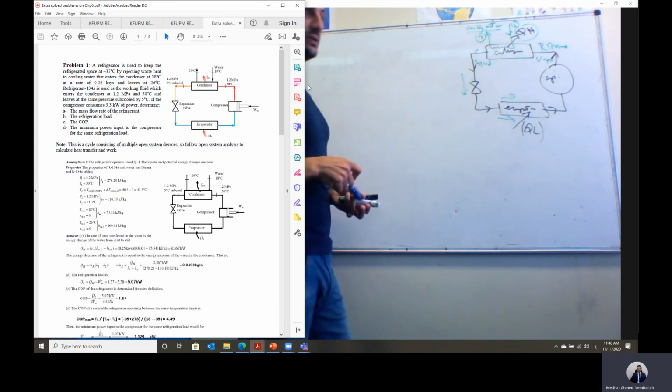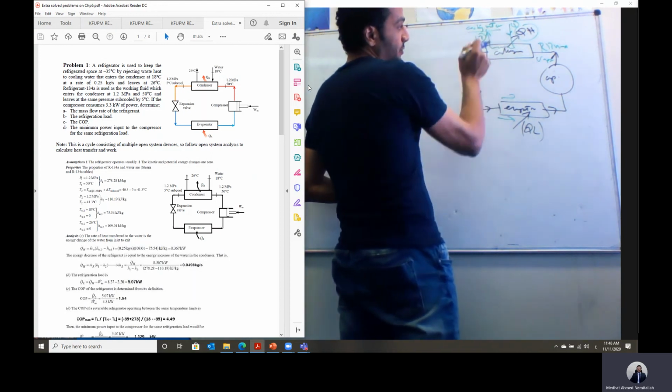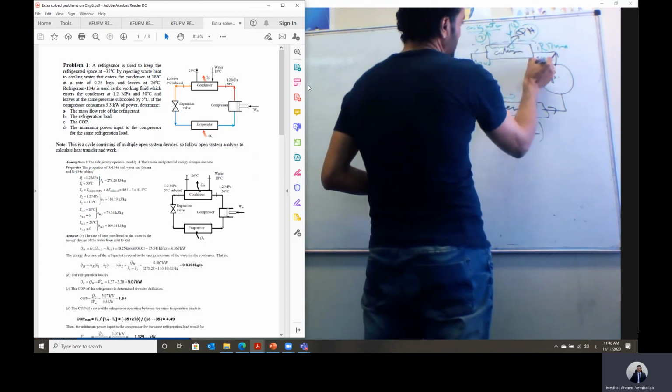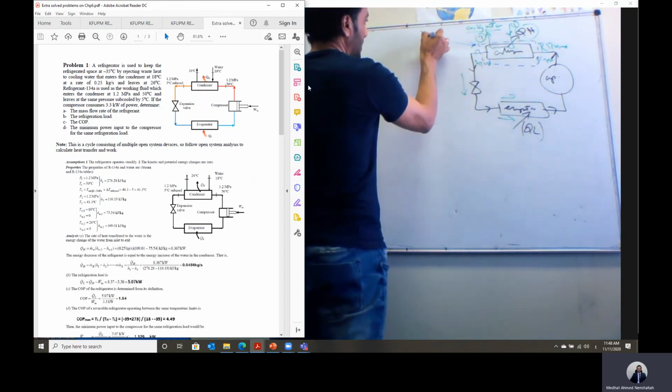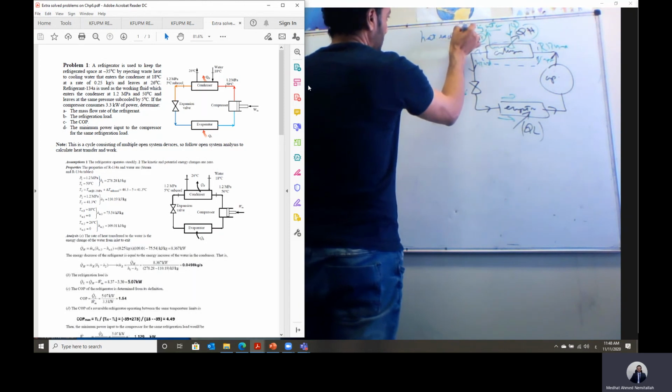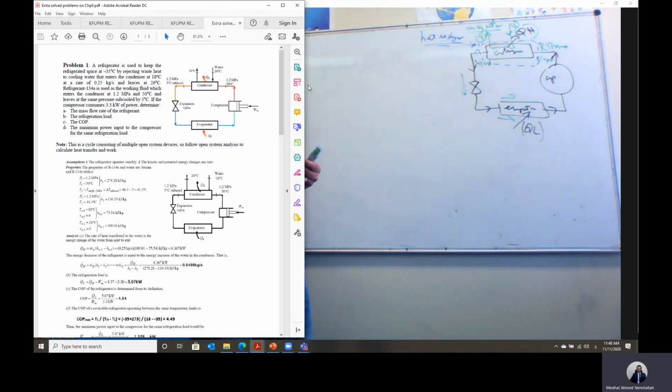We see that in this condenser we have cold fluid, which is cooling water, that absorbs the heat from the hot fluid, which is the refrigerant. This is a kind of heat exchanger. This is exactly a heat exchanger, for which we have learned how to apply the first law of thermodynamics, as we learned in chapter 5.